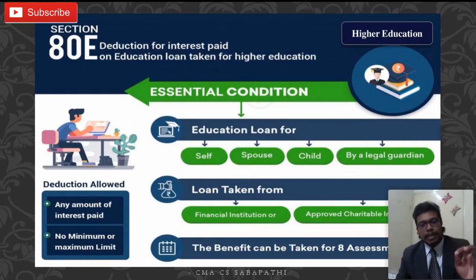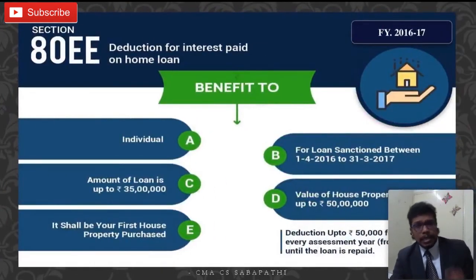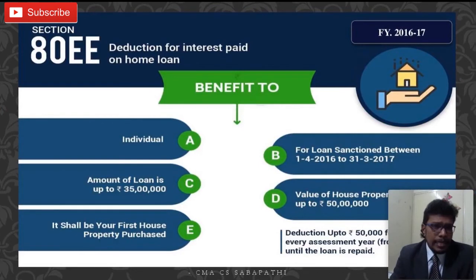Up to the 8th assessment year, you can claim this deduction. After that, you cannot claim. The maximum limit is given to you. You can take this benefit for a maximum of 8 assessment years, that is, interest paid on educational loan. Right. Then comes 80EE.